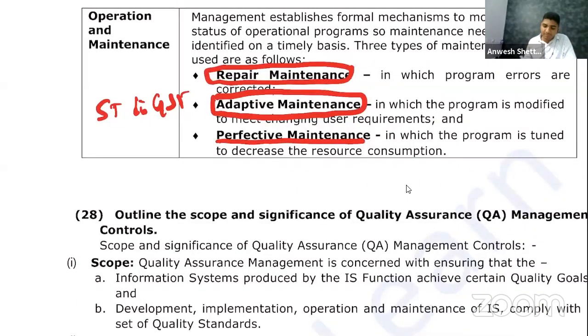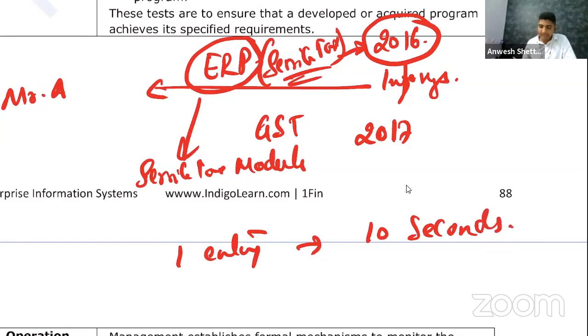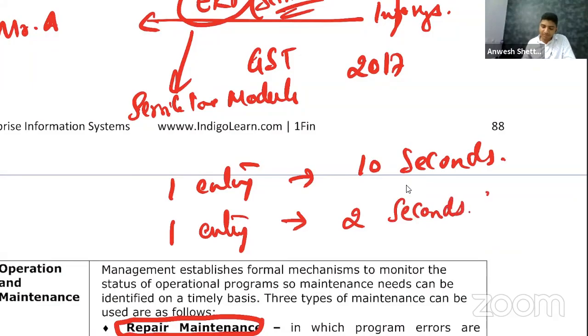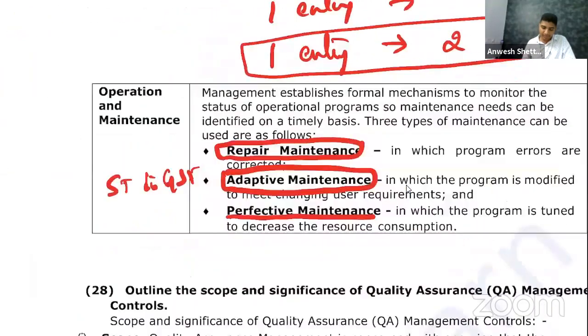Next one, we call it as perfective maintenance. Perfective maintenance means, let us say, in 2016, to pass one journal entry, it would take 10 seconds, but you may complain to Infosys saying that 10 seconds is too long a time. Can you cut short the period? Okay. So Infosys will make some modification in the software by which you can pass one entry in just 2 seconds. So this is called as perfective maintenance. So what you're trying to do is give a better version of the same software. Okay. So these are the three types of maintenance.